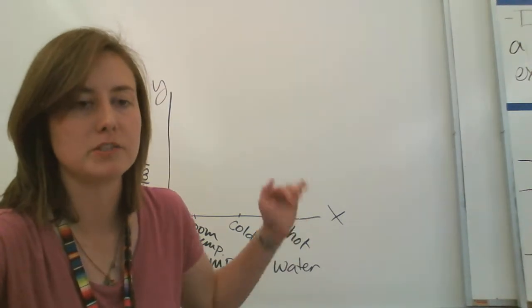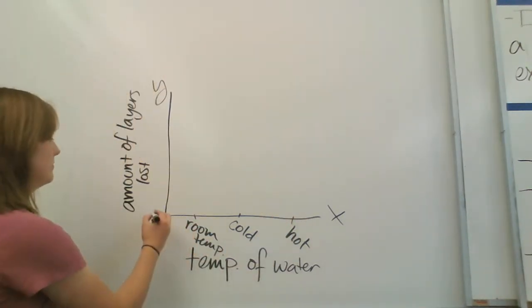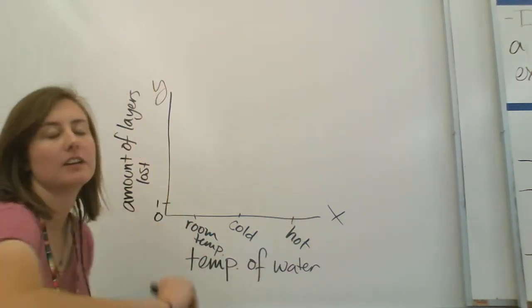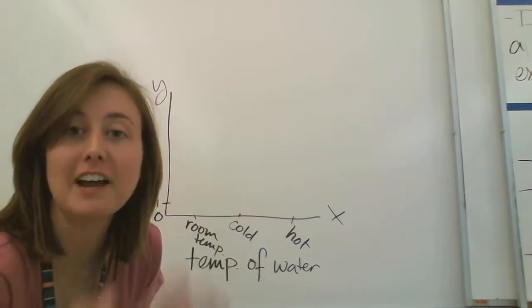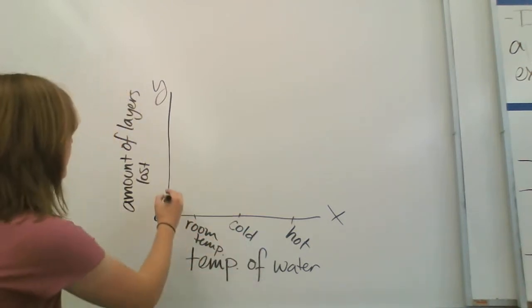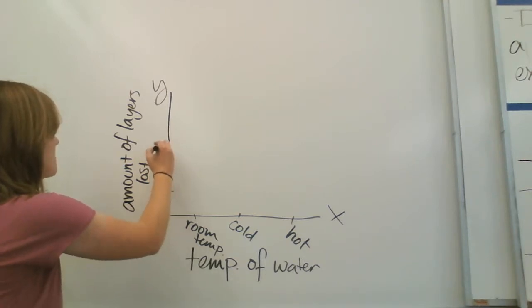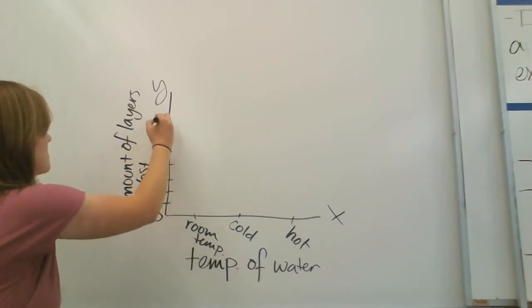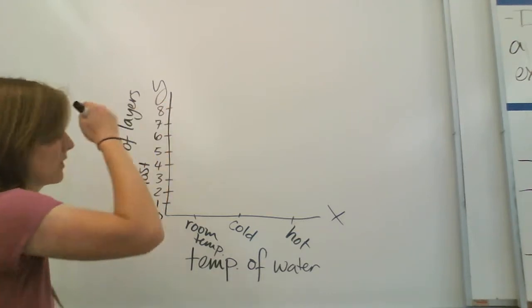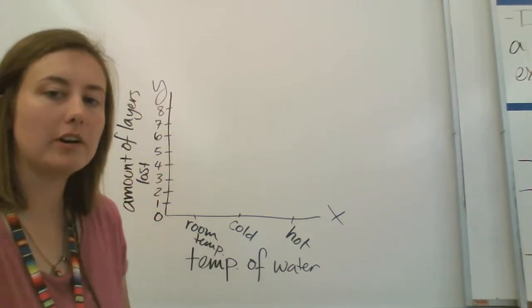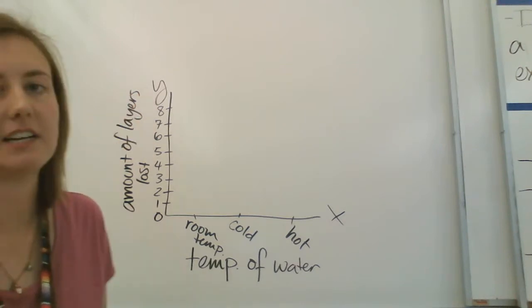So I'm going to label from 0 to 1. Or, not from 0 to 1. I'm going to go from 0 to 8 by 1s. And I could go higher than 8 if I wanted, but I'm good to just go to 8 because that's how big my data is.